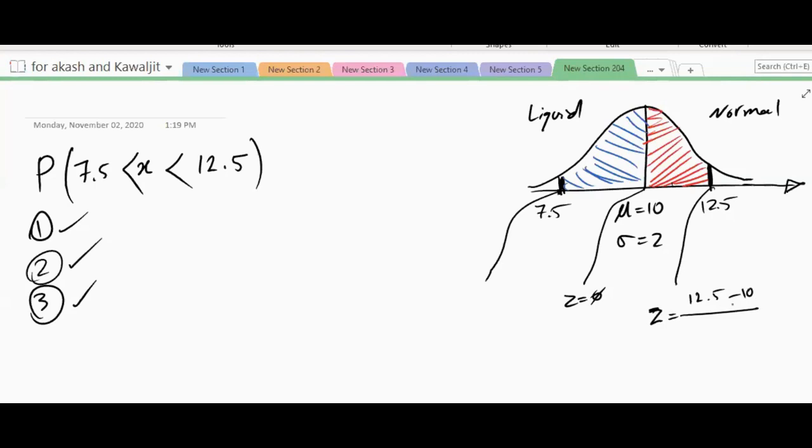12.5 minus 10. This is for the layman, people in the street, but we are magicians and witches. For us, the distances are in terms of standard deviations. So it would be 1.25 standard deviations. Z for 7.5 is 7.5 minus 10 for the layman. We are not laymen. We have to convert everything into how many standard deviations there are. And it would be minus 1.25.